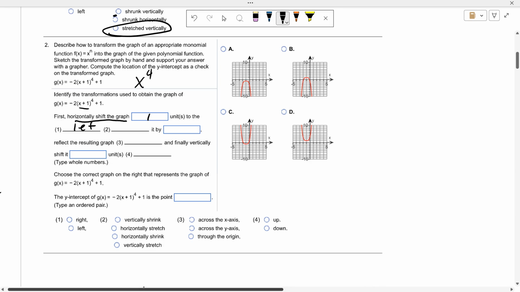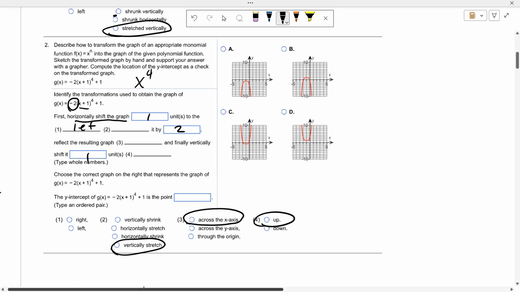And then, after you shift it 1 unit to the left, you're going to vertically stretch it by 2. And then you're going to reflect it across the x-axis. It's going to flip upside down. And finally, we're going to take a vertical shift 1 unit up.